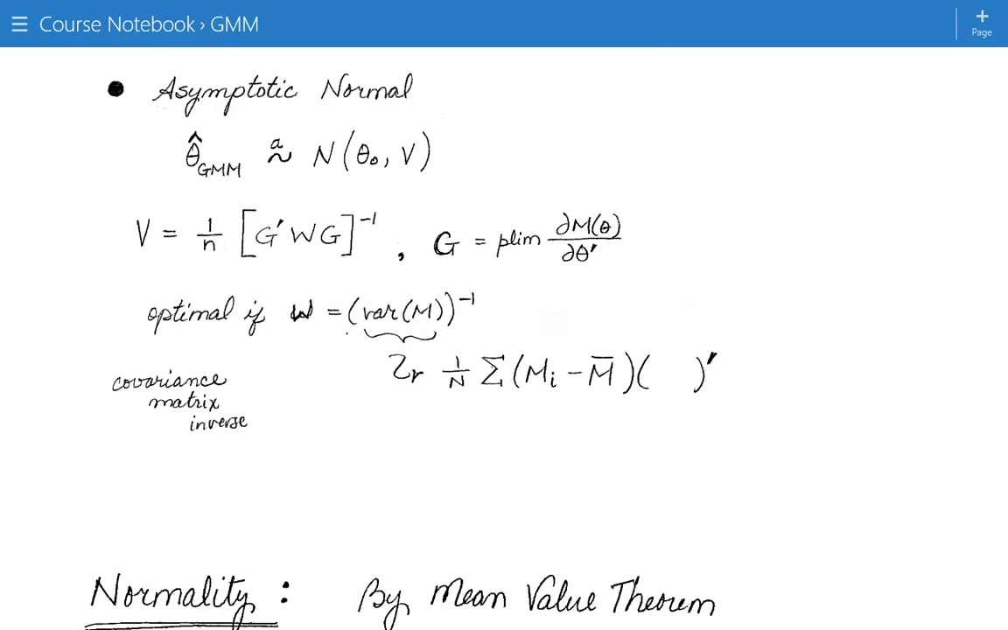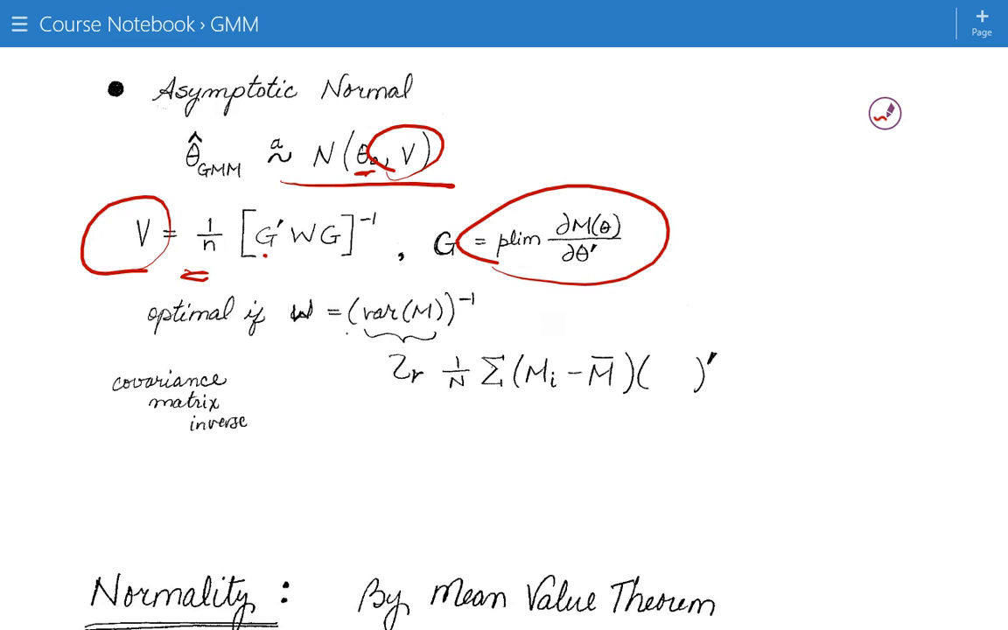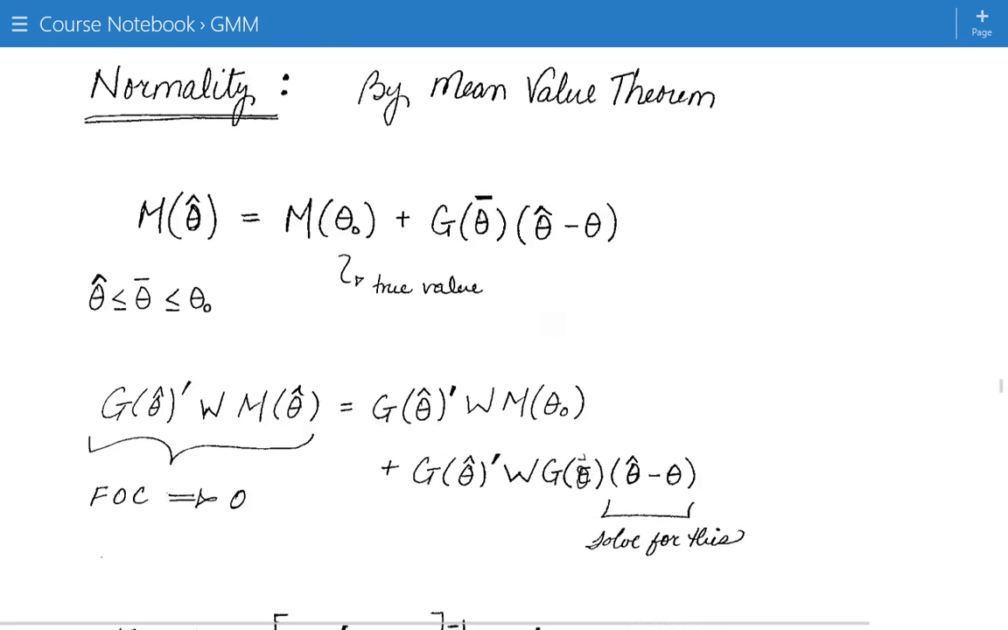The generalized method of moments estimator is also asymptotically normal, with a mean of the true value and a variance V, where the variance V is 1 over the sample size n times (G transpose W G) inverse, where G is the probability limit of the derivatives of the moments with respect to theta. It is optimal if W is set to simply the inverse of the variance of the moments. Let's look at this in a little bit more detail.